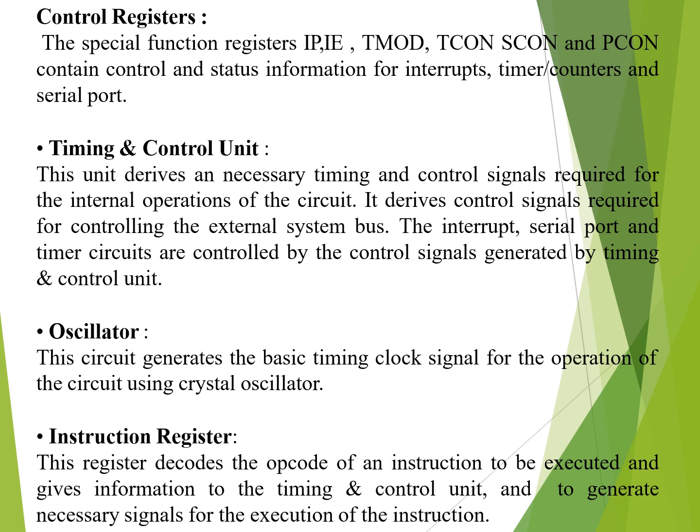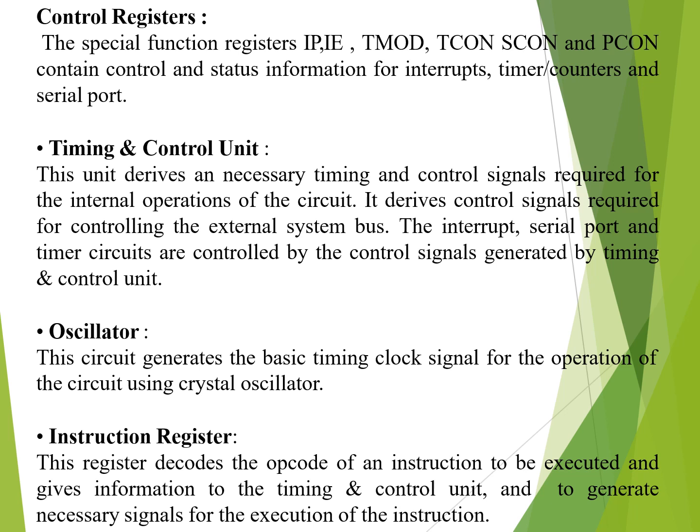The next unit will be the timing and control unit. This unit derives the necessary timing and control signals that are required for internal operations of the circuit. The next unit we have is the oscillator. This oscillator unit generates the basic timing clock signal for the operation of the circuit using a crystal oscillator.